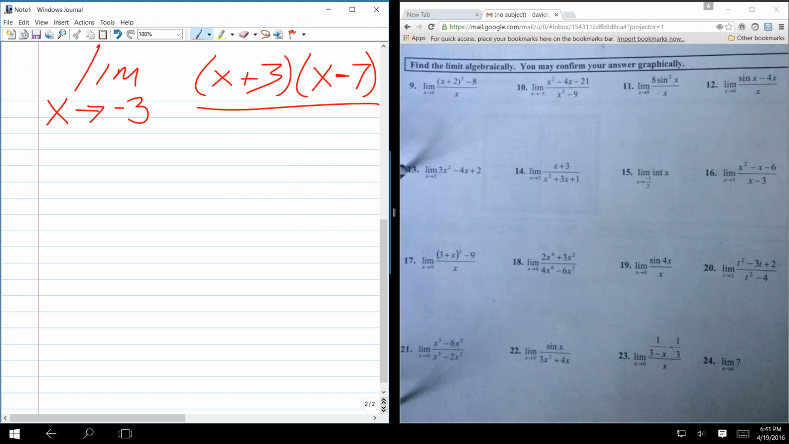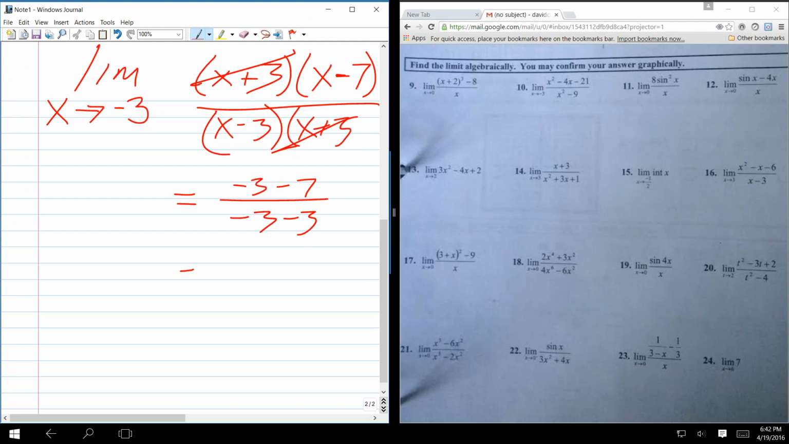How does the bottom factor? That's just x minus 3 and then x plus 3. Now what can I do? You can get rid of the x plus 3's. And now almost certainly when we substitute minus 3, we're not going to have 0 over 0. What do we get? So negative 3 minus 7 over negative 3 minus 3, which is negative 10 over negative 6.